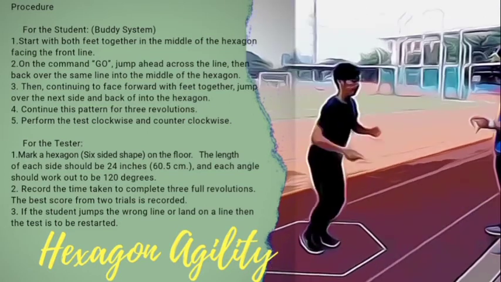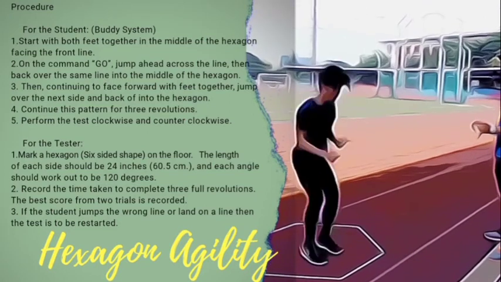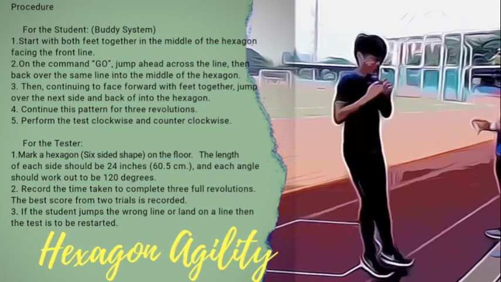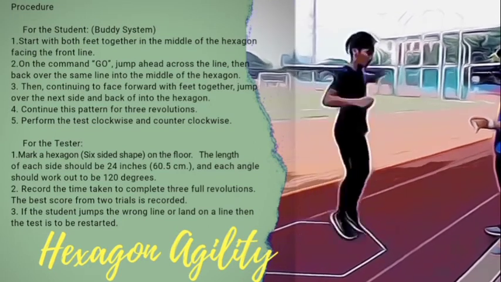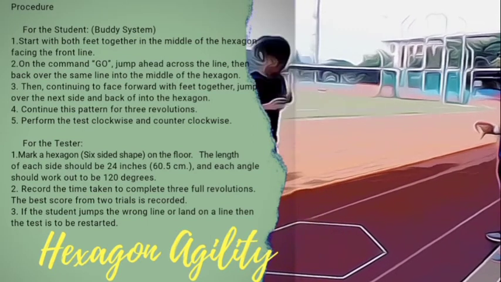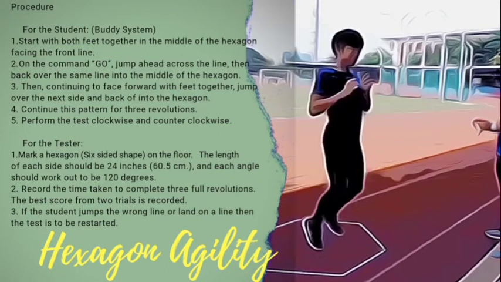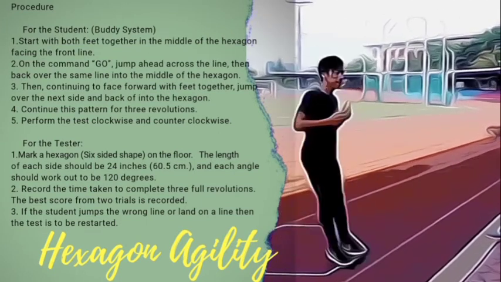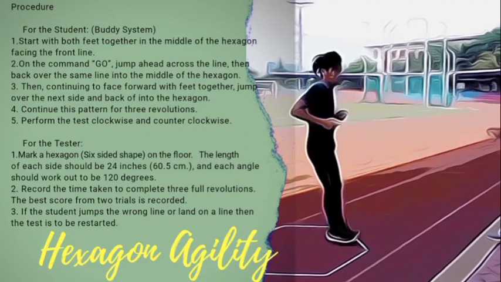For the partner, start the time at the signal go and stop once the performer reaches the side before the side where he or she started. Record the time of each revolution. Restart the test if the performer jumps on the wrong side or steps on the line.